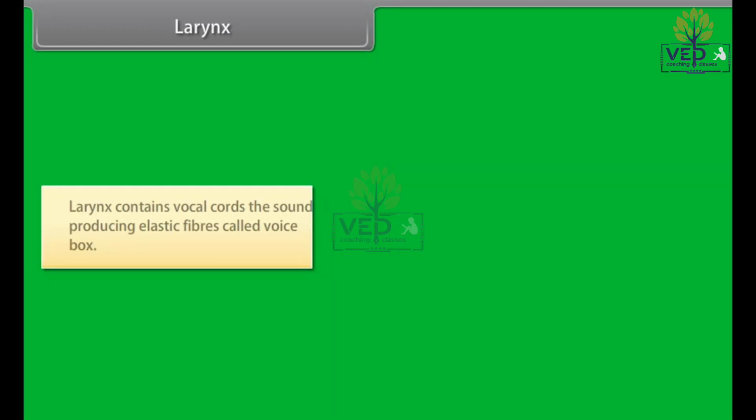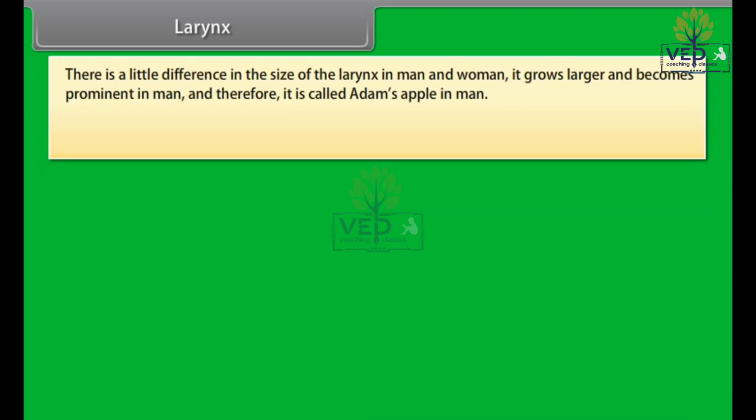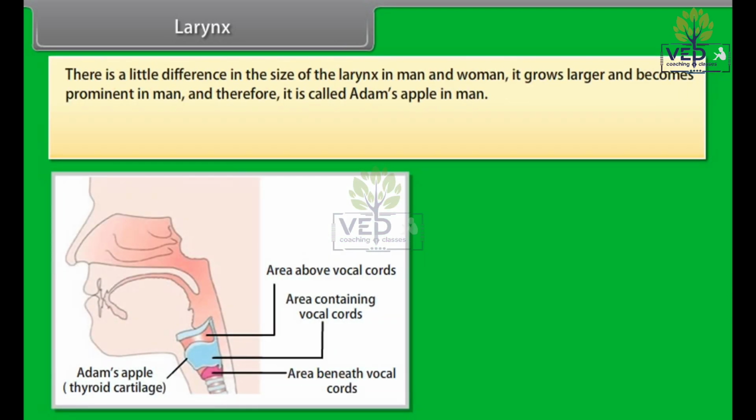Larynx. Larynx contains vocal cords, the sound-producing elastic fibers, called the voice box. There is a little difference in the size of the larynx in man and woman. It grows larger and becomes prominent in man, and therefore it is called Adam's apple in man.